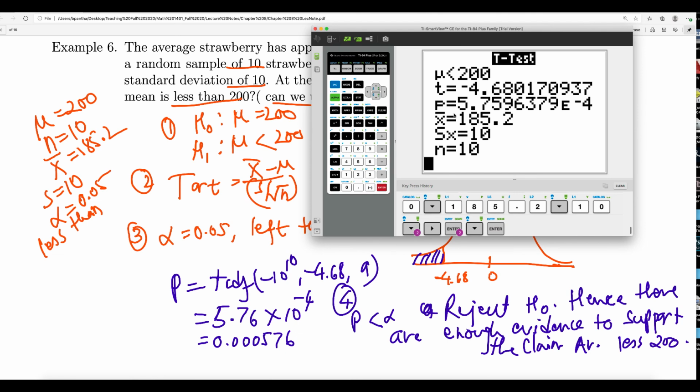But in your exam, I'm fine if you do it with the p-value method or the traditional, the critical value method. Okay guys, thank you very much.